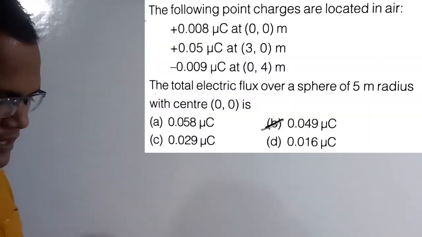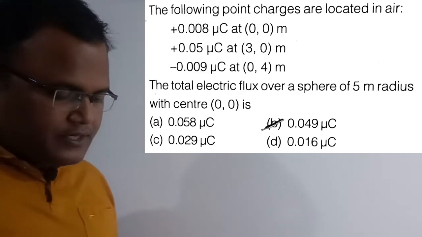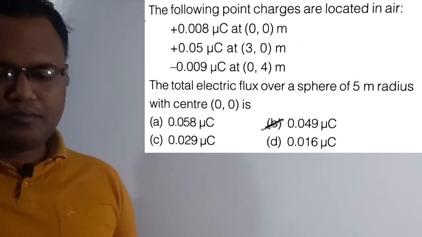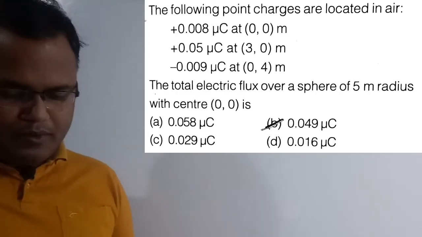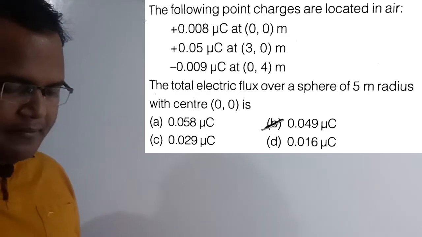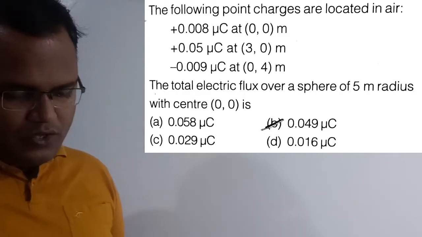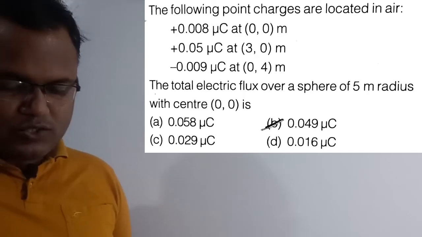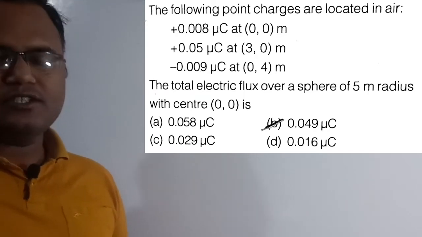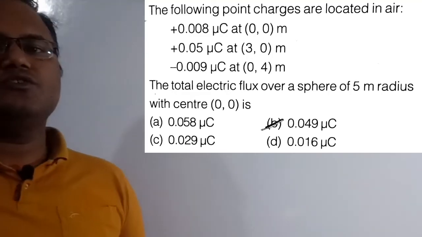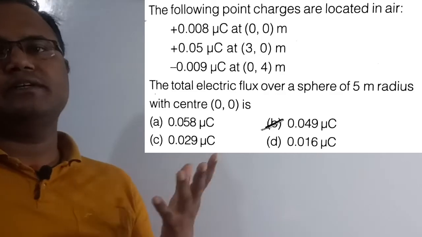See the question here. The following point charges are located in air: plus 0.008 microcoulomb at (0,0) meter, plus 0.05 microcoulomb at (3,0) meter, and minus 0.009 microcoulomb at (0,4) meter. Now we have to find the total electric flux over a sphere of 5 meter radius with center (0,0). Basically in this question they are saying that there are three charges present at these particular points.